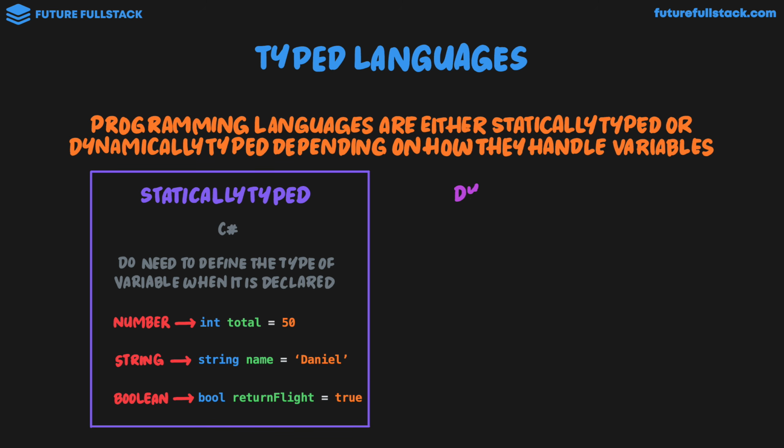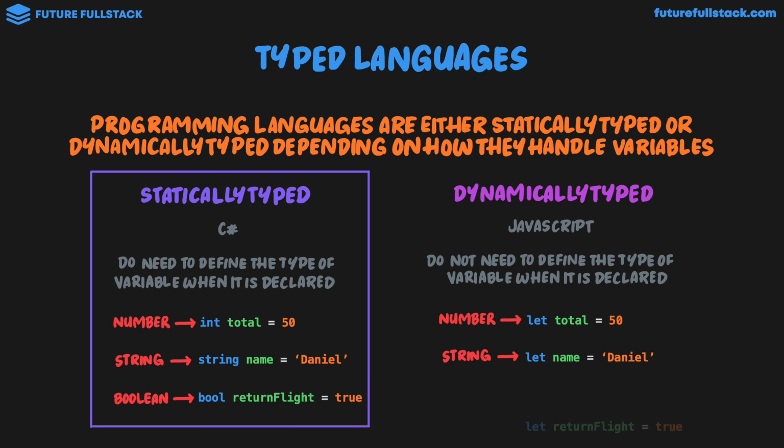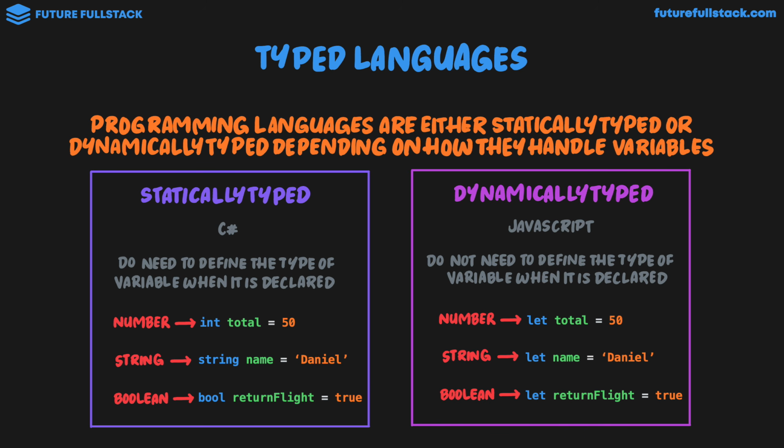This is very different to a dynamically typed language like JavaScript, where we do not need to define the type of variable when it is declared. We just use let or const. So for example, we have let total equals 50, where the variable total is storing a number value. We could have let name equals the string Daniel, where name is storing a string value. And we could have let returnFlight equals true, where returnFlight is holding a Boolean value. So JavaScript allows us just to use the let keyword or the const keyword to declare a variable to hold any kind of primitive value. It's very different to a statically typed language where you need to use a specific keyword depending on the value being stored in the variable.